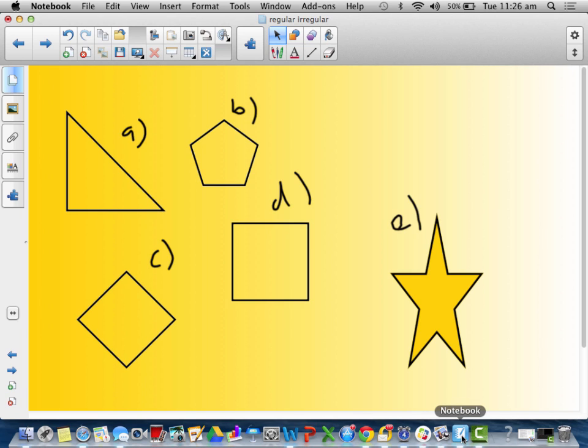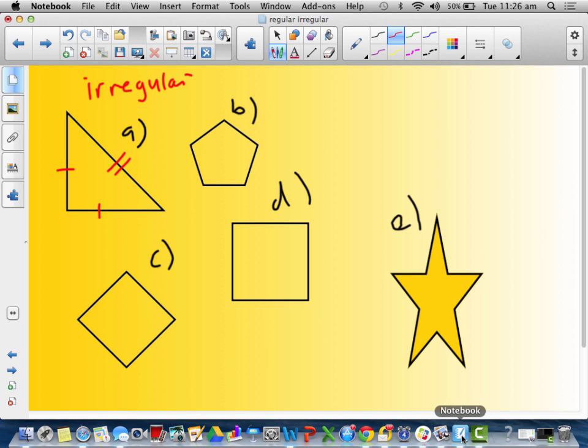All right, A, guys, is quite interesting, I thought. What did you have for that? Yes, Zoe? Yeah, it's an irregular triangle, because these sides are the same, aren't they? Great. But this one's not. And that's actually an isosceles triangle, isn't it? For those of us who've worked that out. That's an irregular triangle.